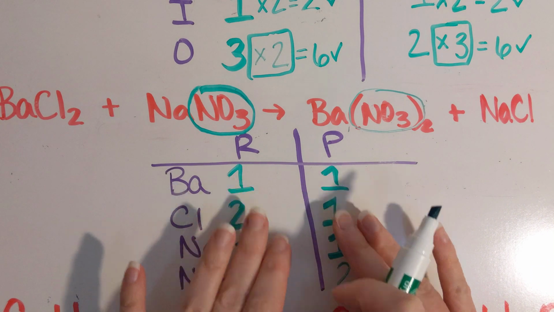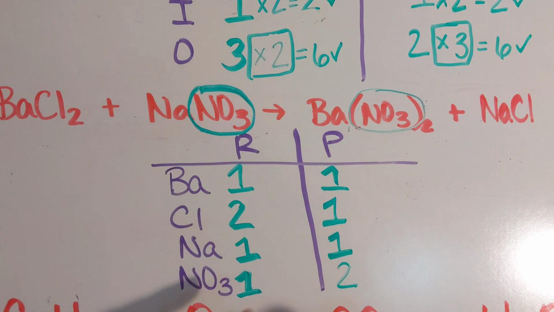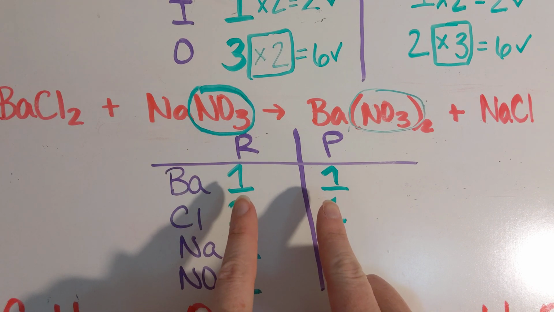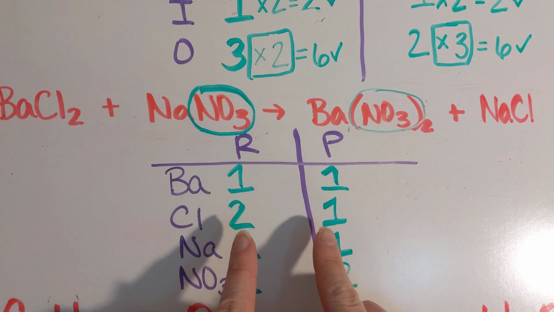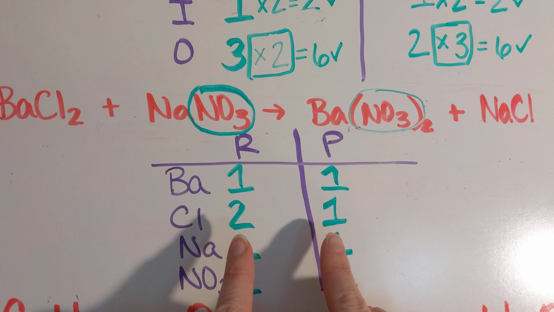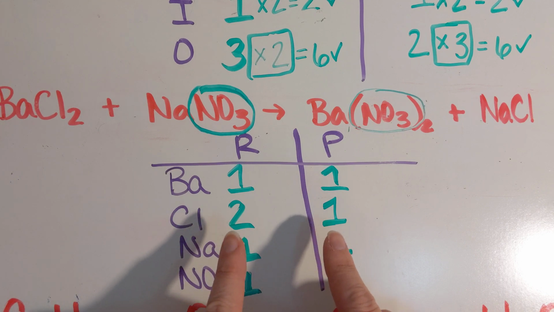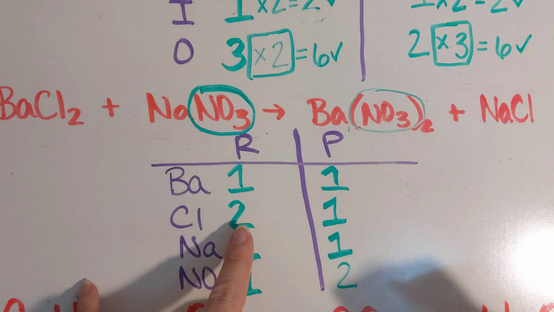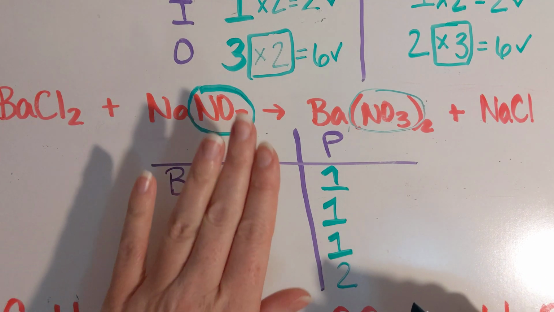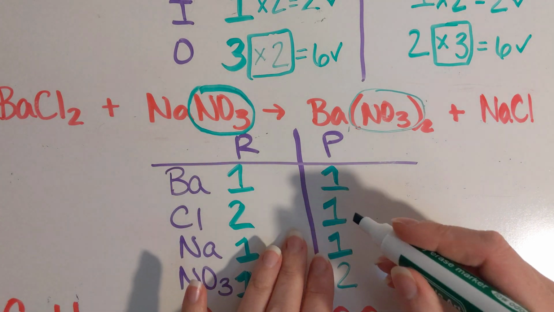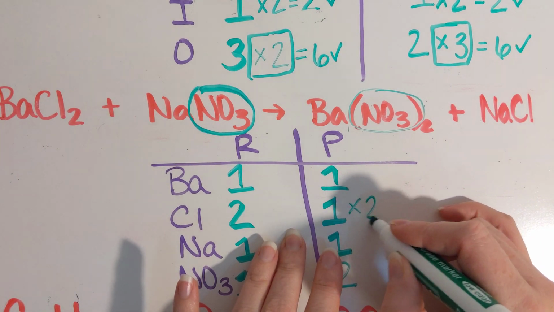Okay? So you'll see I have 2 issues here. I'm good with barium, starting with 1, ending with 1. Perfect. Chlorine, I'm starting with 2 and only ending with 1. That's a problem. Okay, so let's go ahead and fix that. So starting with 2 as my reactants, ending with 1, so I need to multiply my 1 by 2.